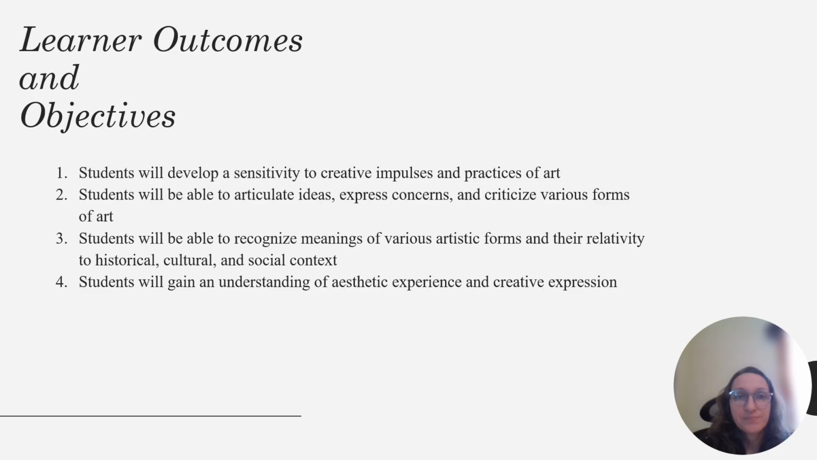Let's get going. Okay, these are the learning outcomes for the course. Basically, they're very fancy wording about relativity to historical and cultural social context. But basically, what this course is about is art appreciation. It's looking at art and having a deeper appreciation of what you're seeing. Appreciation doesn't always mean liking something. It doesn't mean I like all art, but it's understanding it more. And whenever you understand something better, you're going to have a deeper appreciation of it, even if you don't find it beautiful.